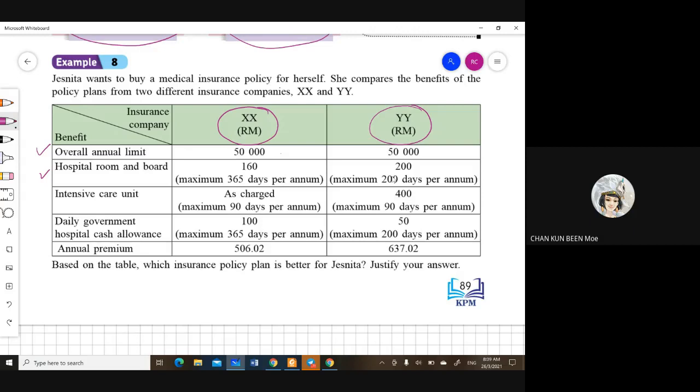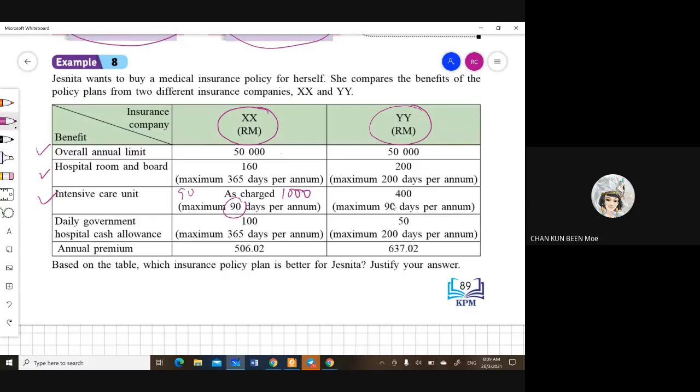Then when it comes to the ICU, the intensive care unit, the amount is as charged, meaning they will cover any amount charged by the hospital. If the hospital charges you 90 ringgit, you pay that 90 ringgit for a maximum of 90 days. If the hospital charges you 1,000 ringgit for the ICU, maybe it's very serious, the insurance also covers the 1,000 ringgit for 90 days. So 90 days, you can see it's already 90,000. Whereas for company YY, it only covers 400 ringgit per day for up to a maximum of 90 days.